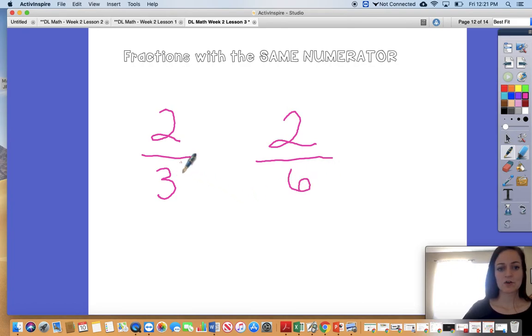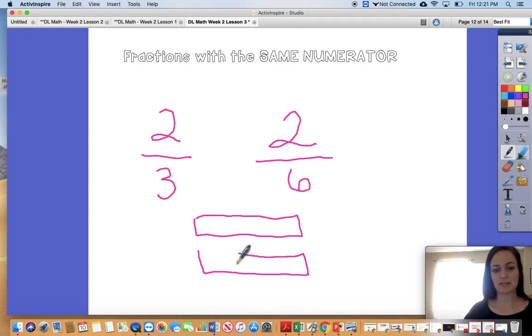Okay, so with 2/3, I'm only having to cut mine up into 3 equal pieces, right? So me and Adam both have the same size candy bar. I'm cutting mine into 3 equal pieces, and I get 2 of them, okay? Adam has to cut his up into 6 equal pieces, and he gets 2 of them.